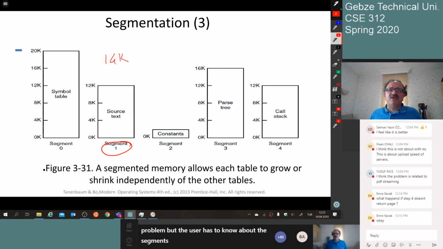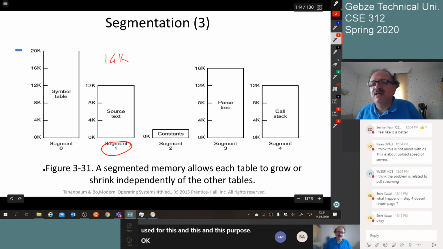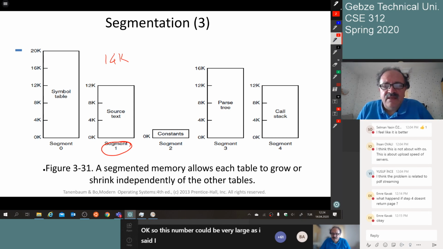Previously with paging, the user didn't know anything about the pages. It just said that I have a very large memory. With this one, the user says to the operating system, I ask you to give me 5 segments, and each one is used for this and this and this purpose. So this number could be very, very large. As I said, I may have more than 256,000 segments, and each one can hold large amounts of data.